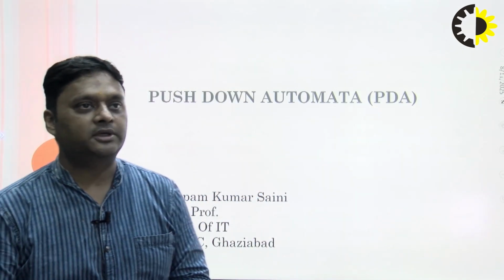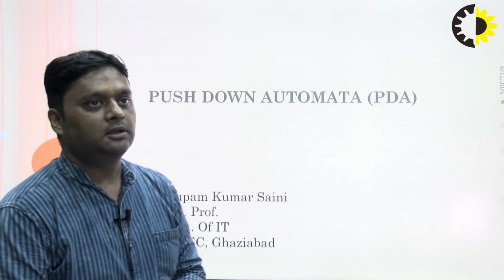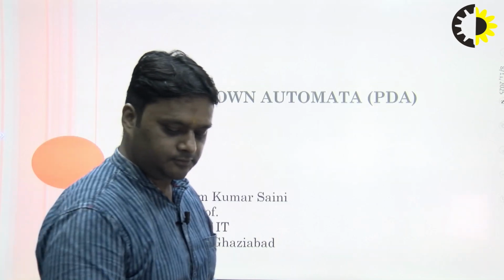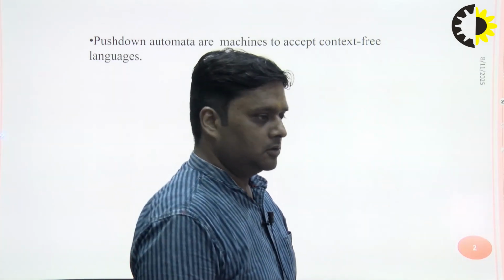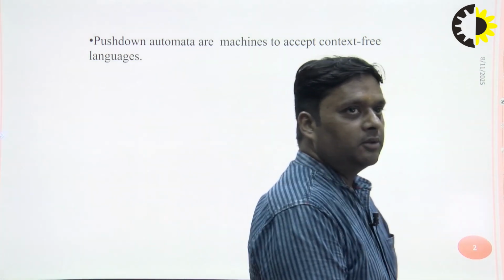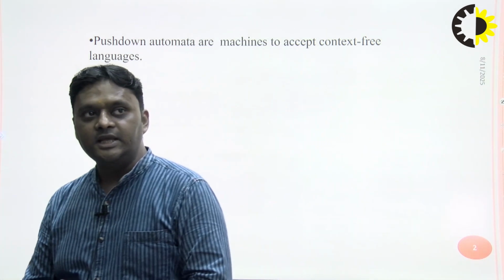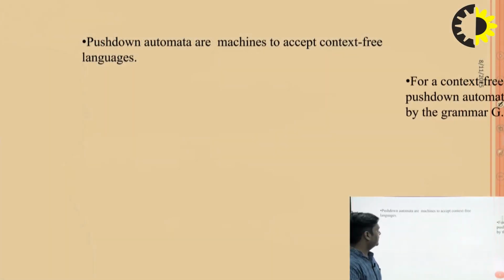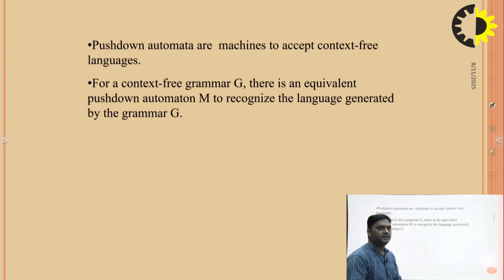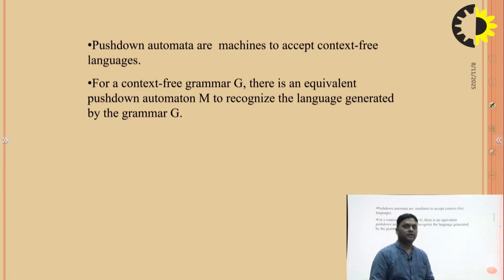Today I am going to discuss Pushdown Automata. That is an important topic of automata, a subject of the 4th semester. What is Pushdown Automata? Pushdown automata are machines to accept context-free languages. For a context-free grammar G, there is an equivalent pushdown automata machine to recognize the language generated by the grammar.